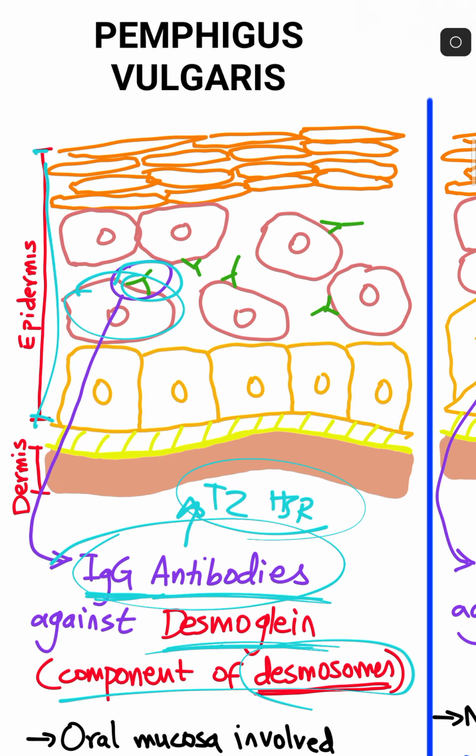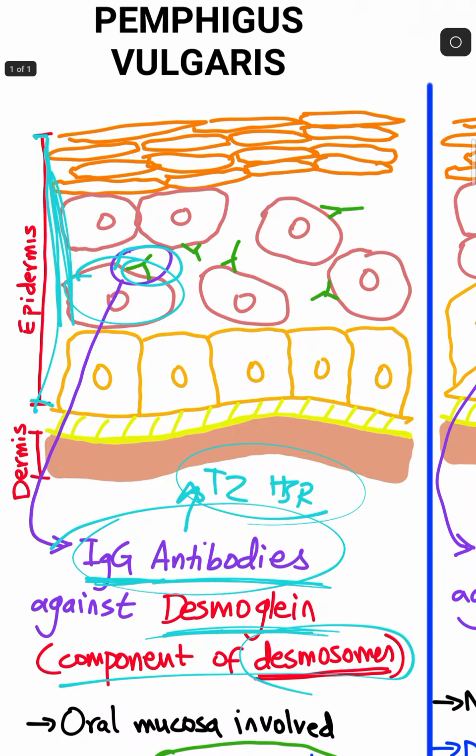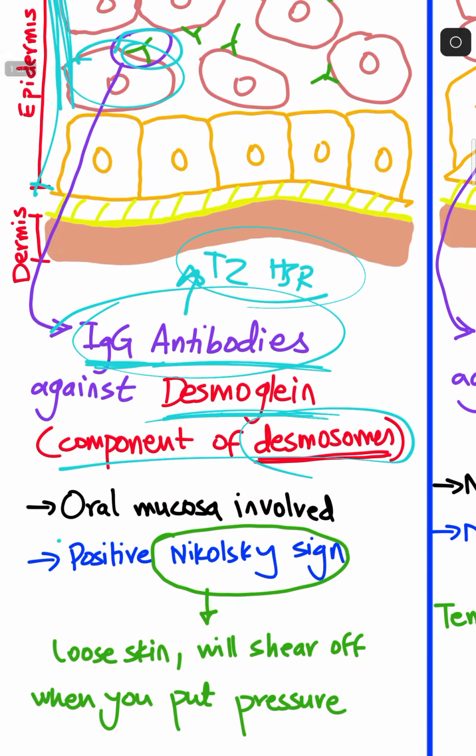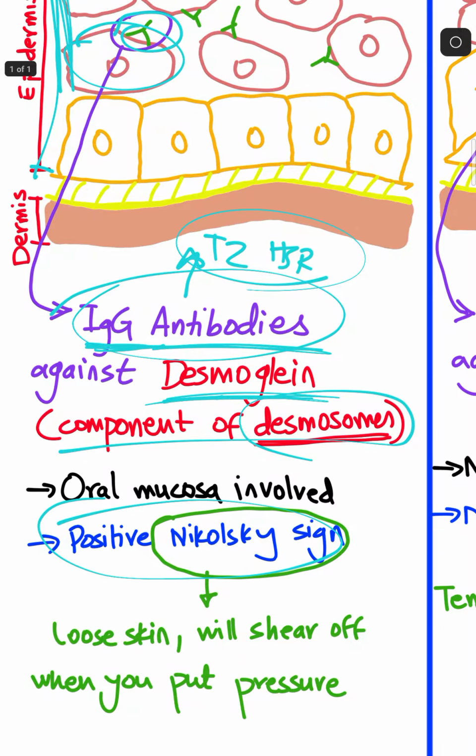Now, that blister is very fragile because only part of the epidermis is involved. The full thickness is not involved. So the blister has a very thin layer. So the moment you touch it, it bursts. The skin shears off. It pops. Now that is called a positive Nikolsky sign. The fact that you touch that blister and it pops and it starts bleeding is a positive Nikolsky sign.